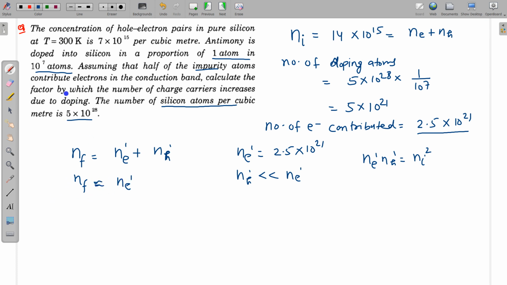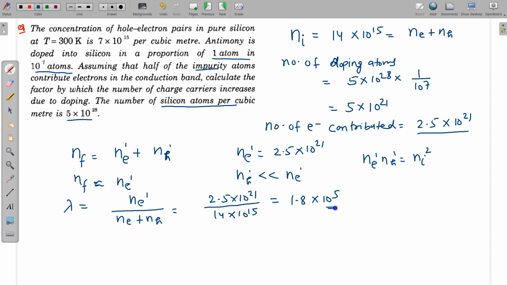So we have to find the factor by which the number of charge carriers increases. Suppose that factor is lambda, and this is equal to this Ne dash divided by Ne plus Nh, which is the initial concentration, and this will become 2.5 into 10 to the power 21 divided by the initial concentration, 14 into 10 to the power 15. So the answer is approximately 1.8 into 10 to the power 5. So we can see that the number is increased too much, 1.8 into 10 to the power 5 times the initial, by the impurity atoms.